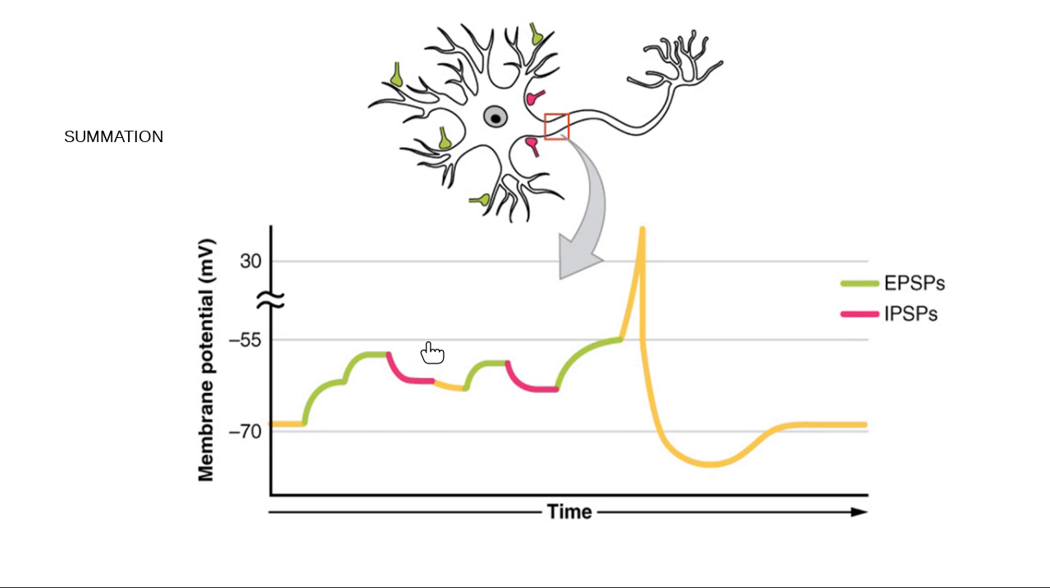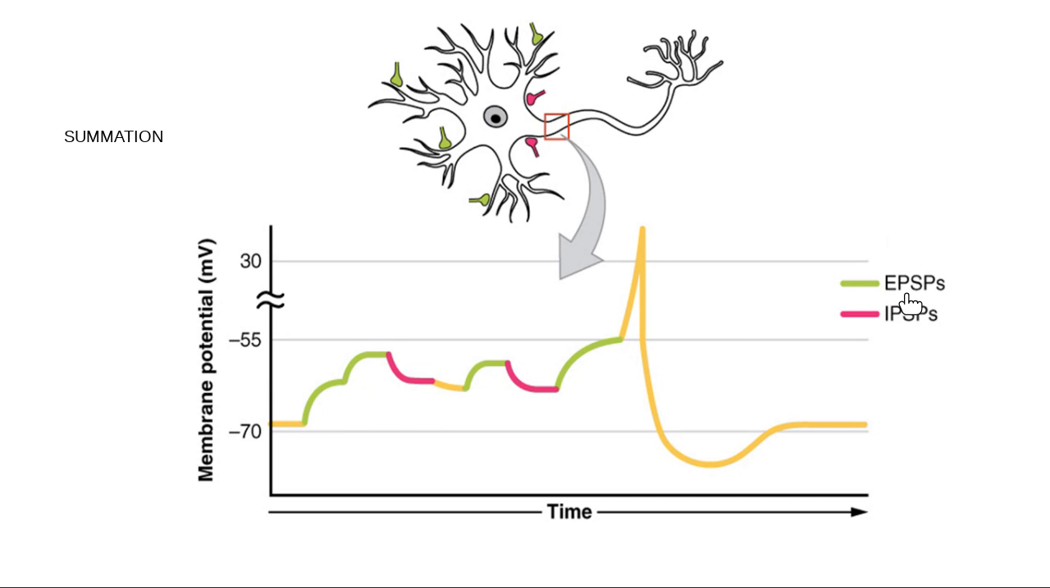Because remember, for me to be able to talk to my neighbor, I have to hit threshold. We've got to get to threshold to be able to go all the way up to positive 30. If I never make it to threshold, I never talk to my neighbor. So summation is the process that I use to add together all the different kinds of messages I'm receiving to figure out if I'm going to get to threshold, to figure out if I'm going to go all the way positive.